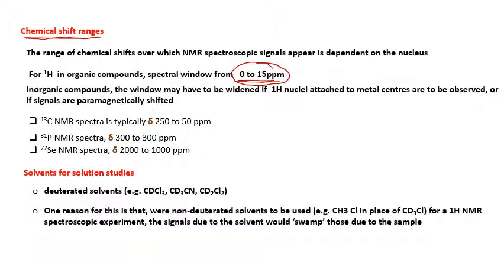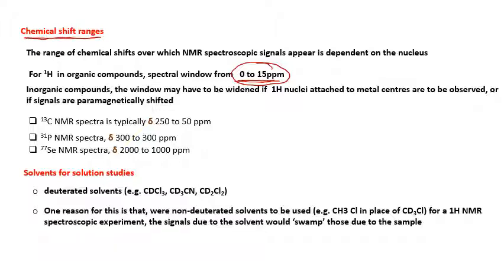In inorganic compounds, the window may be widened for a proton nucleus attached to a metal center, or if the signals are paramagnetically shifted. So this is a very important part. I will come to it at a later part. When a paramagnetic metal is attached to the proton, directly or indirectly in the vicinity of the proton, it will impact the chemical shift range of that nucleus. It will not be within this region of 0 to 15. The range will be much widened. I will talk about it in the later part.